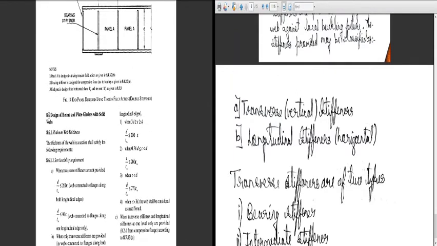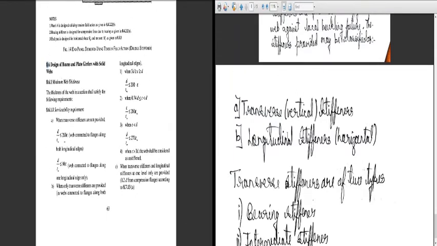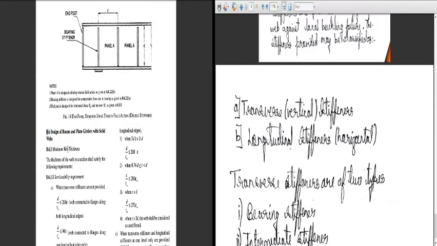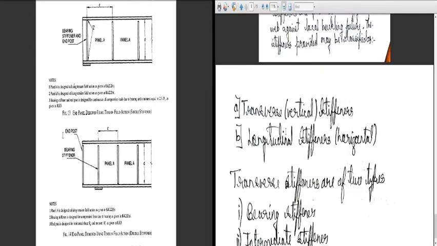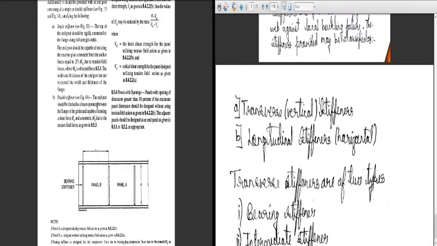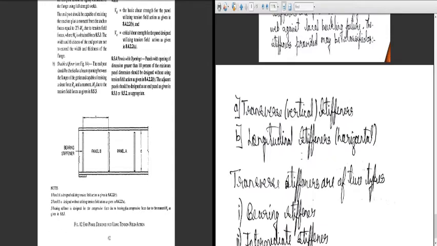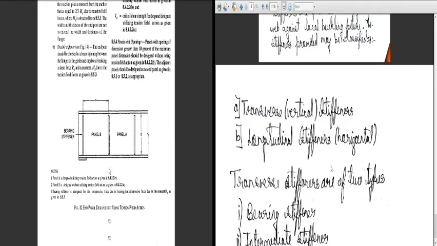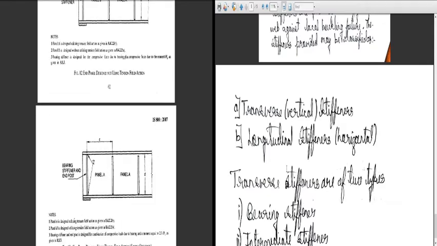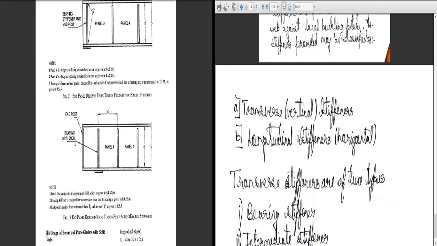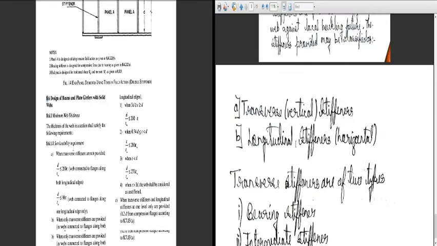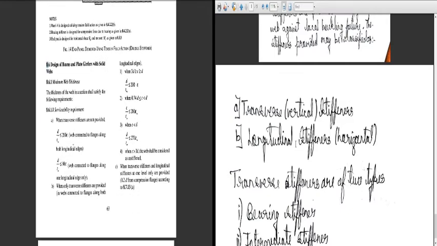Here it is clause number 8.6 which is on page number 63. So we have design of beam and plate girder with solid web, and we have here cross sections also. So this is the design of plate girder. This is a half cross section where c is the spacing, d is the depth, and this is bearing stiffener, panel A, panel B. These are intermediate stiffeners. Here also you can see bearing stiffener and end post, and here end post and bearing stiffener.